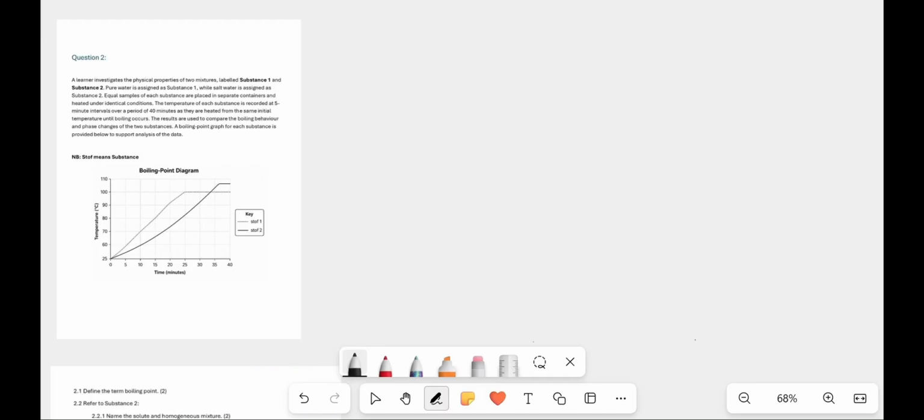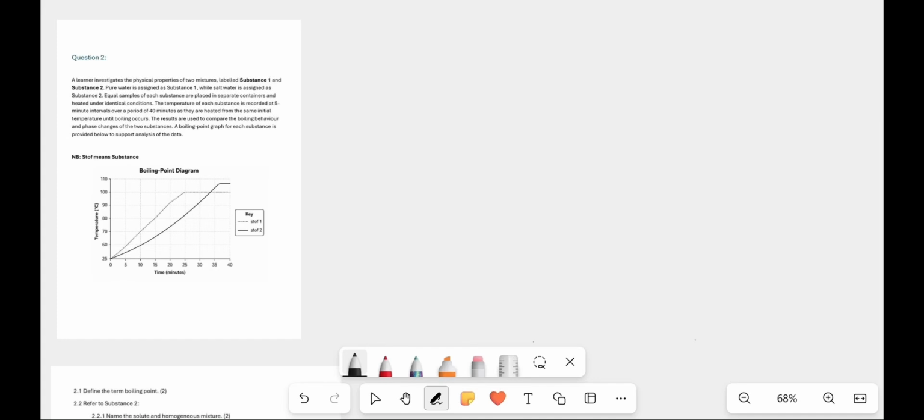The temperature of each substance is recorded at 5-minute intervals over a period of 40 minutes as they are heated from the same initial temperature until boiling occurs. The results are used to compare the boiling behavior and phase changes of the two substances. A boiling point graph for each substance is provided below to support analysis of the data. Okay, and very important, stof means substance. That's just the Afrikaans word. I forgot to translate it when I was doing the graph, and I couldn't change it. Okay. Then let's look at the questions.